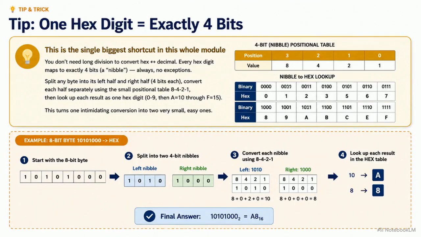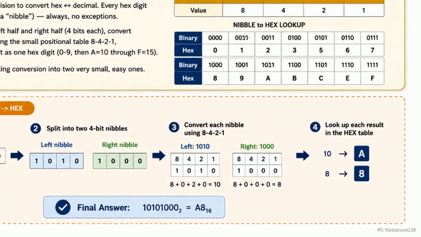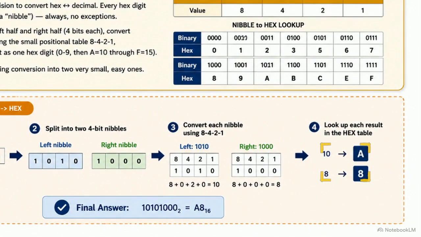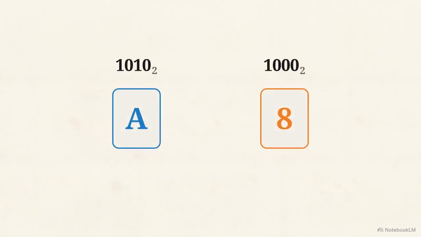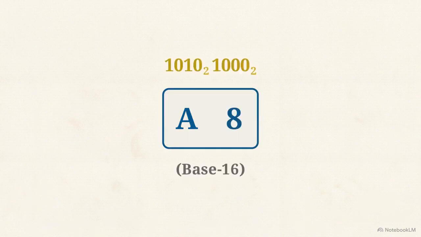This infographic shows a shortcut. Every hex digit maps to exactly 4 bits, a nibble. Take the byte 10101000 and split it into halves, 1010 and 1000. Apply an 8421 sheet to each. The left equals 10, translating to hex A. The right equals 8. Combine those two results to get A8. Breaking bytes into 4-bit nibbles turns a base 16 calculation into 2 tiny addition problems.